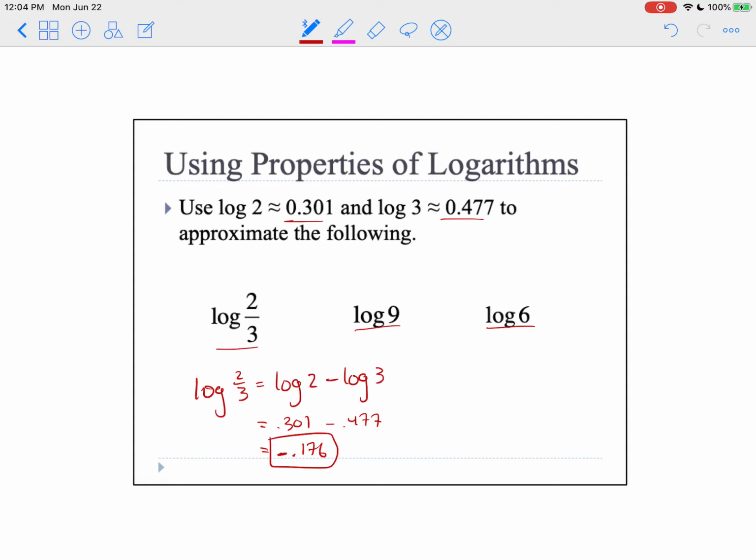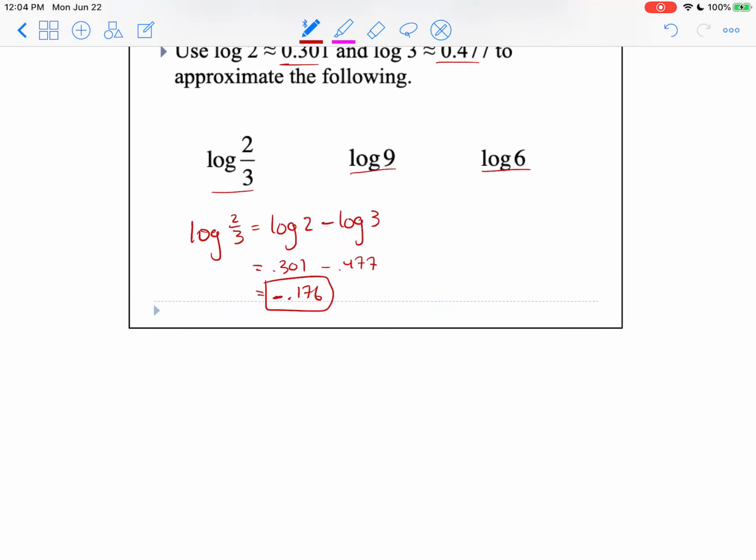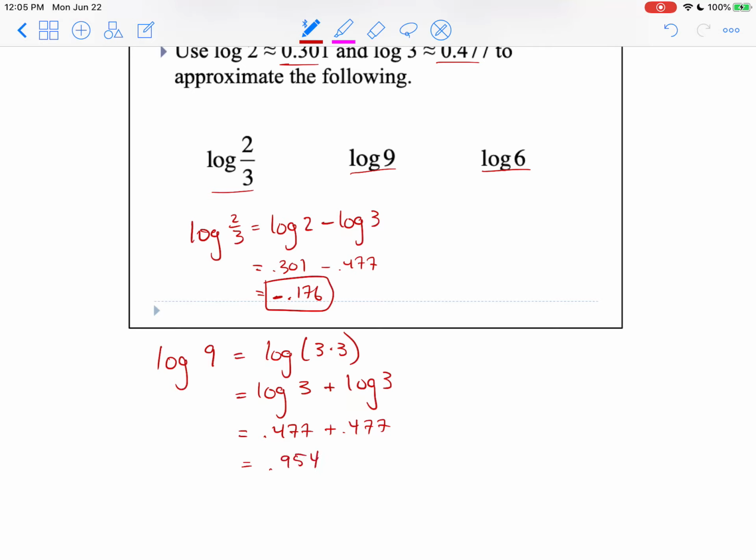Okay. We can do log of 9 two different ways, and I want to show you both. First, we can think of log of 9 as log of 3 times 3. So we can use the first property of logs, which says if I'm multiplying inside, I can add outside the logs. Log of 3 is 0.477, and log of 3 is 0.477, and 0.477 plus 0.477 is 0.954. So log of 9 is approximately equal to 0.954.